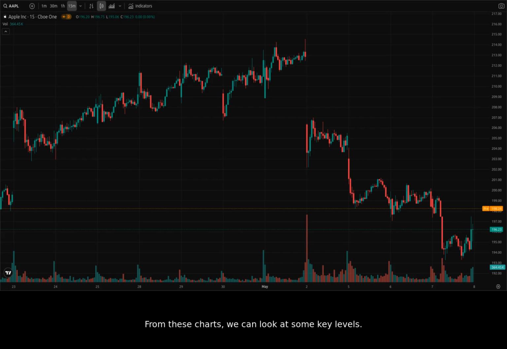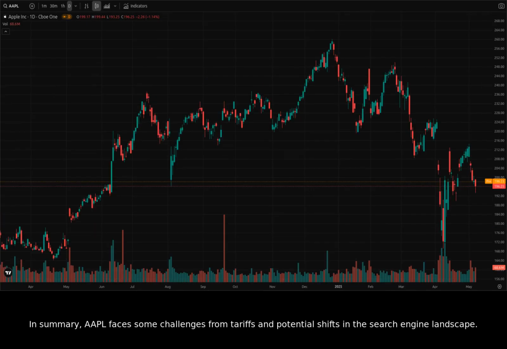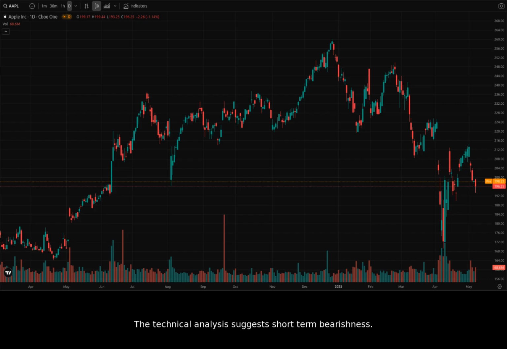From these charts, we can look at some key levels. Support is at around 193. Long-term, support is at $180 and resistance around $220. In summary, Apple faces some challenges from tariffs and potential shifts in the search engine landscape. The technical analysis suggests short-term bearishness.